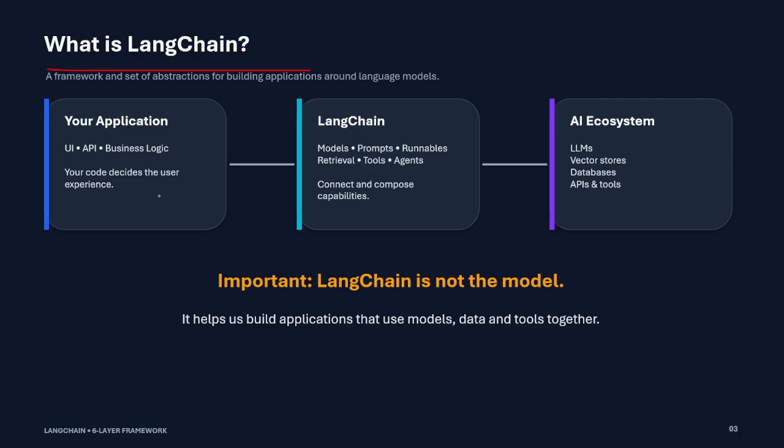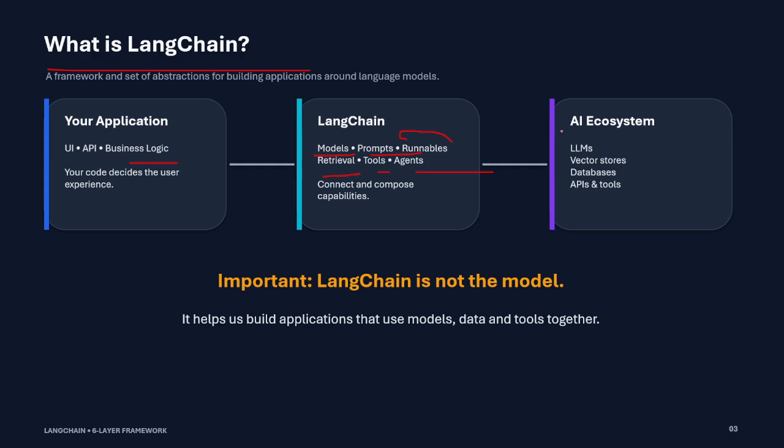Suppose I have an application which contains the UI, front end, back end, and some business logic, right? Now it's my normal application. Now I want to integrate this application with the LangChain framework. So in that case, I will include models, prompts, and runnables. What are runnables? We will discuss more about that. Retrievals, tools, or agents. These are the terms for now. Just memorize these terms. We will discuss these terms further, right?